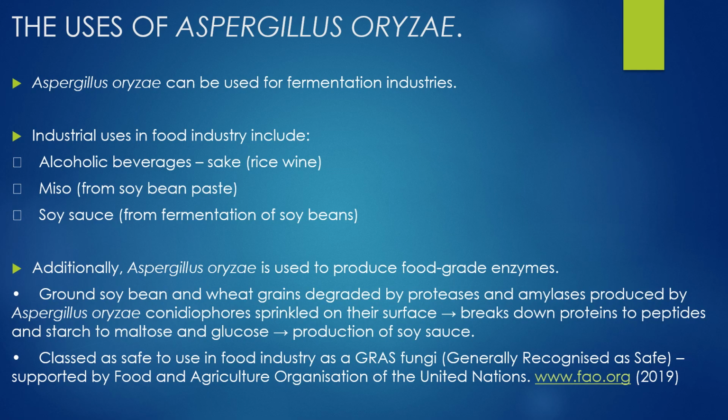Ground soybean and wheat grains are degraded by proteases and amylases produced by Aspergillus oryzae conidiospores sprinkled on their surface, which breaks down proteins to peptides and starch into maltose and glucose. This results in the production of soy sauce. It is classed as safe to use in the food industry as a GRAS fungus, which is generally recognized as safe. It is supported by the Food and Agriculture Organization of the United Nations in 2019.